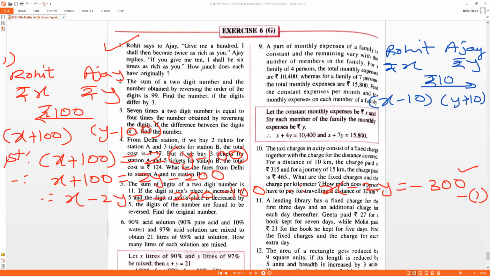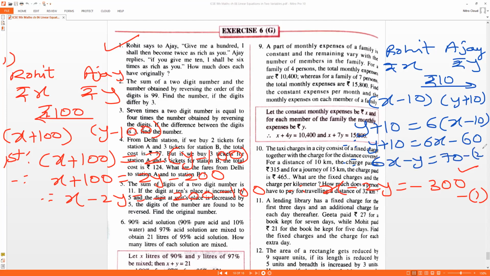Now what he says, if you give me 10, I shall be 6 times as rich as you. So Ajay will be 6 times as rich as Rohit. So y plus 10 is equal to 6 into bracket x minus 10. So what do you get? y plus 10 is equal to 6x minus 60. So you get 6x minus y is equal to 70. That is equation 2. Now solve it and find the answers of x and y.